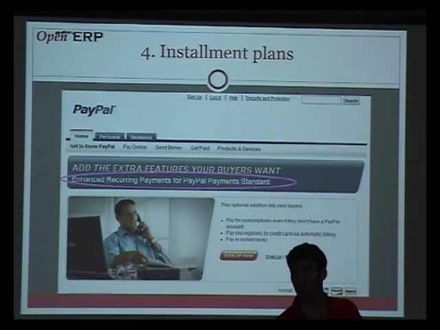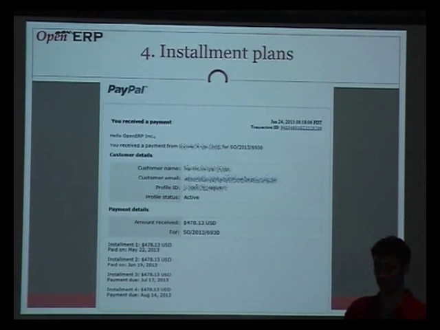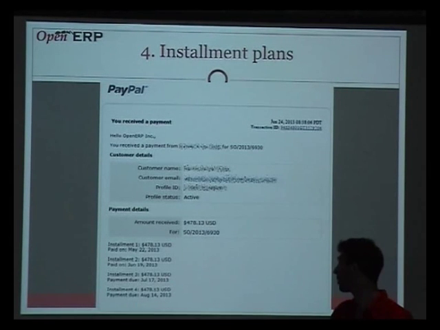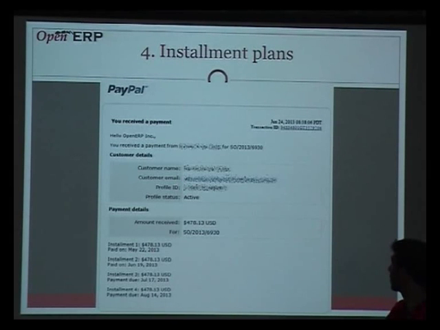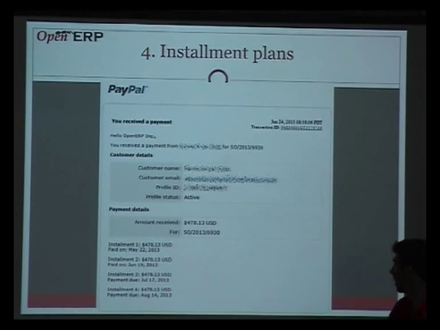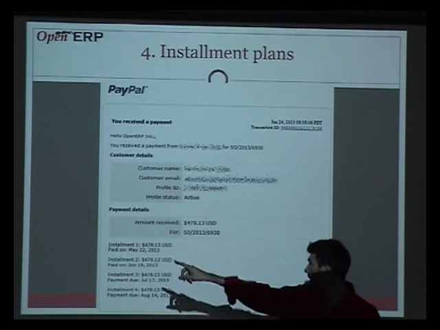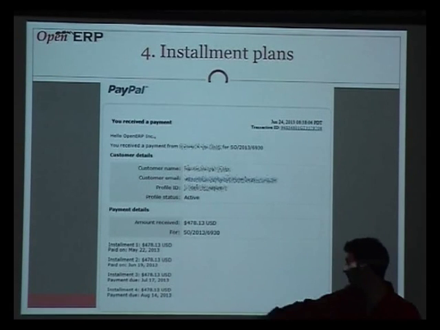It's an additional service by PayPal that allows you to do subscriptions and installment plans, and what you receive back as a business being paid is this. So here I have an installment with 478 and 13 cents, 4 times. You see the different dates, you see it was paid on a certain date already for the first 2, and then there is still a payment due in the future.